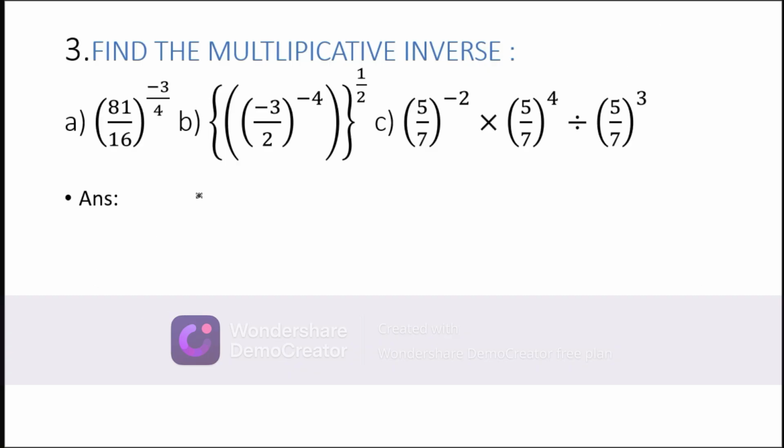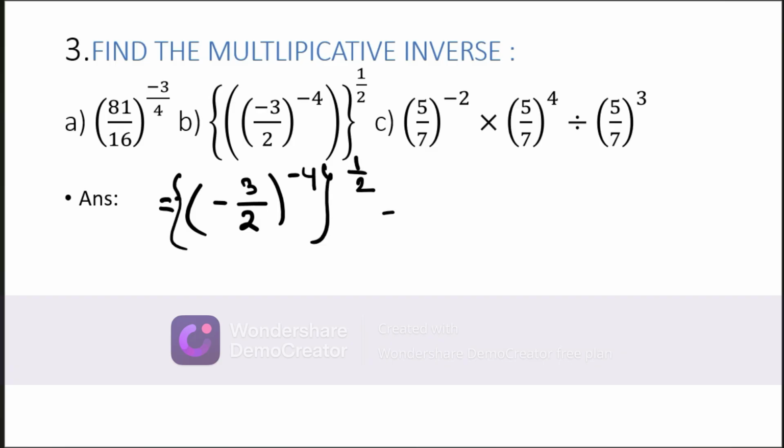Now, (-3/2)^-4 whole to the power 1/2. So I write (-3/2) to the power -4, whole to the power 1/2. This is the problem. Now I first write the number in the positive exponent form. So that is (-2/3)^4 whole to the power 1/2.